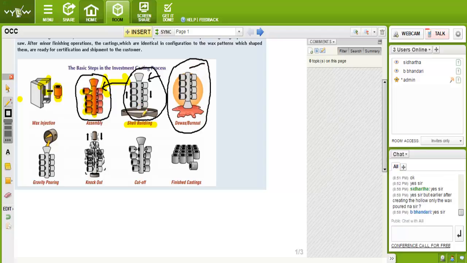This portion shown over here, the white, what is this? It is the layer on the outer surface of that wax assembly. This portion includes the wax assembly, and the outer layer is made by plaster or any solution you use. Understand?